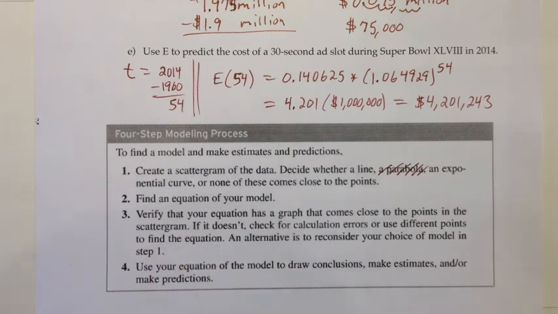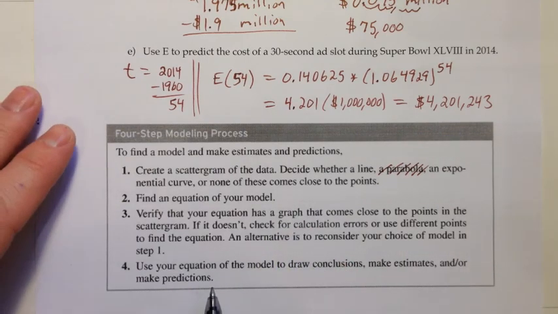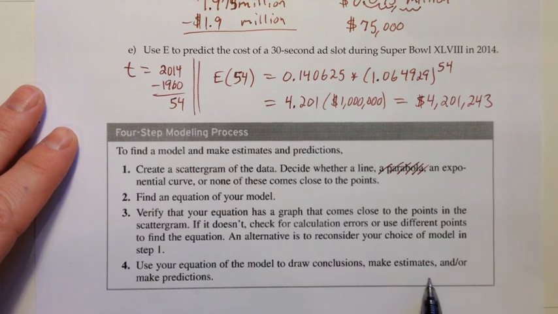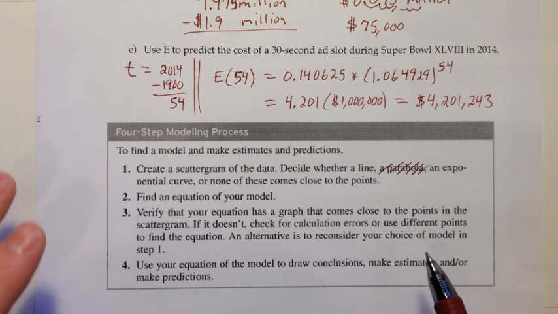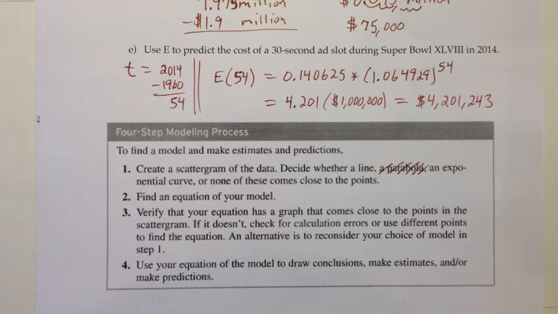And then verify that your equation has a graph that comes close to the points in the scattergram. If it doesn't, check for calculation errors and so on. So I would argue that this step 3 is actually kind of happening before this, that we would want to graph those equations, both of them, the linear and the exponential, and then see which one fits better, and then write our equation down. And then use your equation to draw conclusions, make estimates and or predictions, interpretations of growth rates, like using the slope or the base, stuff like that.